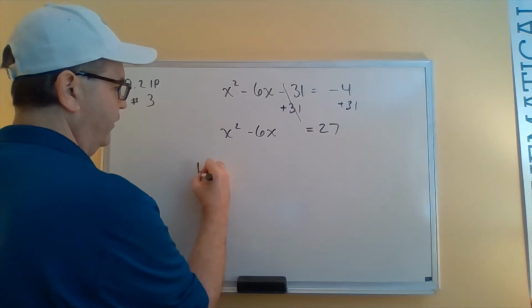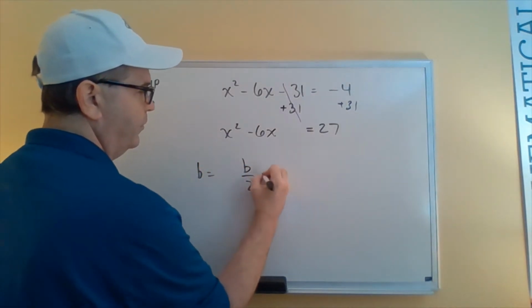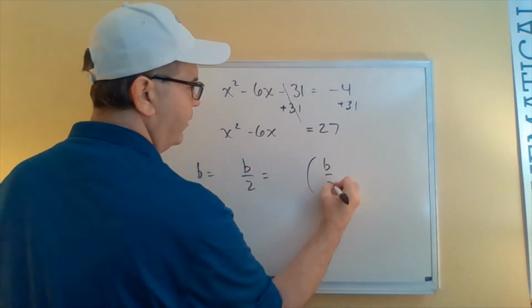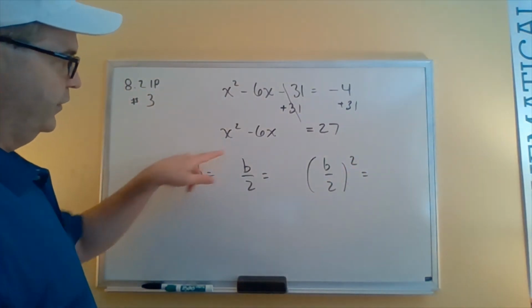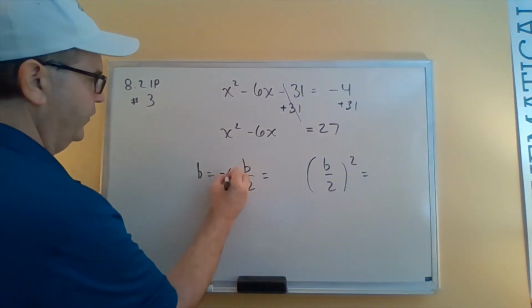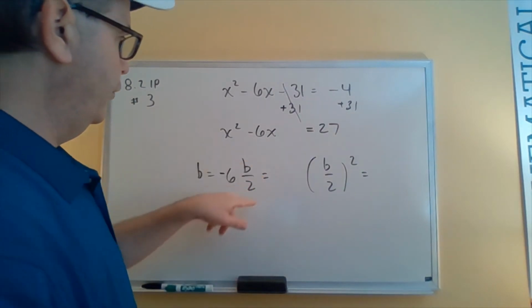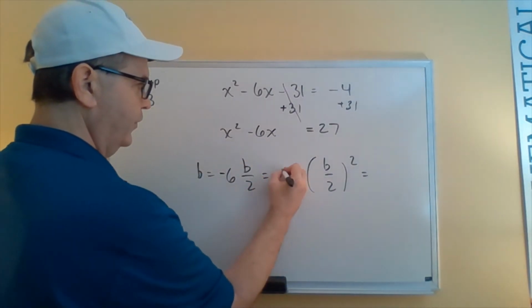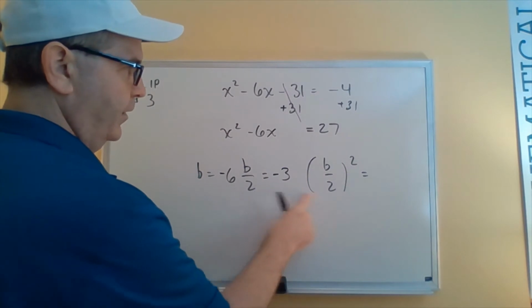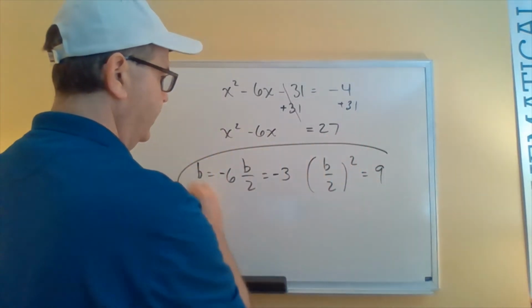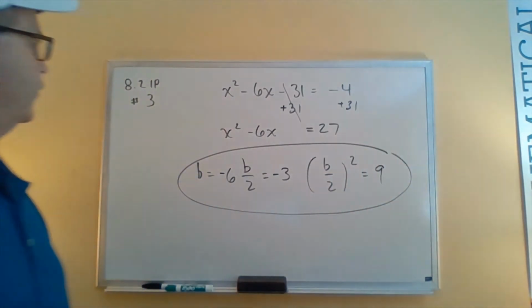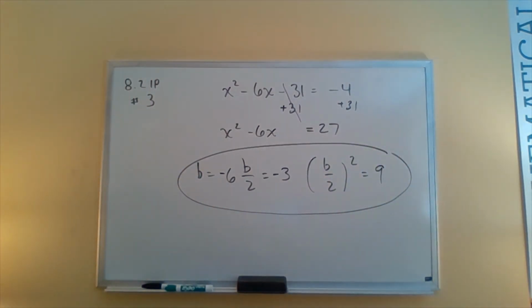So now I need to identify my b over 2 and my b over 2 squared. Well, b is my coefficient of my middle term, so that'll be negative 6. b over 2 will be negative 6 divided by 2, so that's going to be negative 3. And b over 2 squared, well, that's going to be negative 3 squared, and that'll be 9. So my answer to number 3 is b equals negative 6, b over 2 equals negative 3, b over 2 squared equals 9.